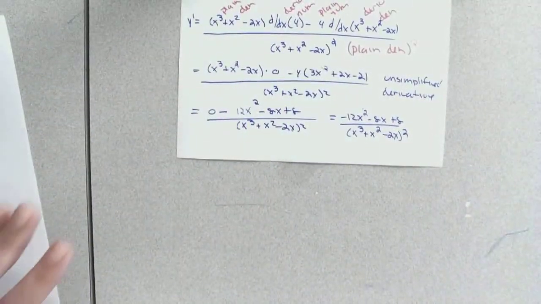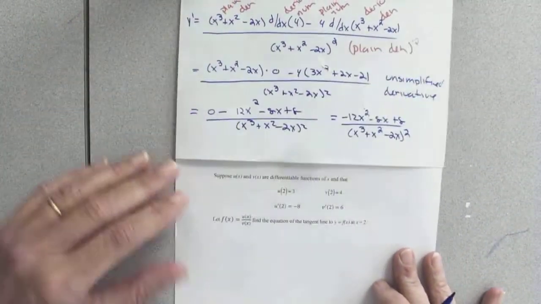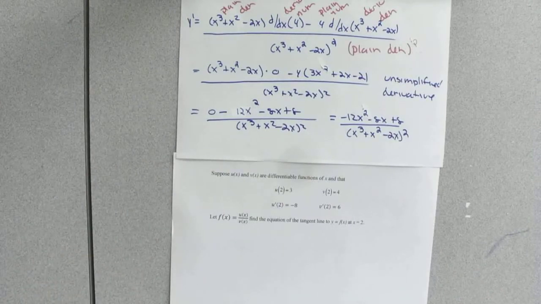Finally, to the last problem in this section. Suppose u of x and v of x are differentiable functions of x, and that u of 2 equals 3, v of 2 equals 4, u prime of 2 equals negative 8, v prime of 2 equals 6. So we've been given some information about two functions, u and v, and then some specific values of what's going on at 2. Then it says, let f of x equal u of x over v of x. Find the equation of the tangent line at x equal 2.